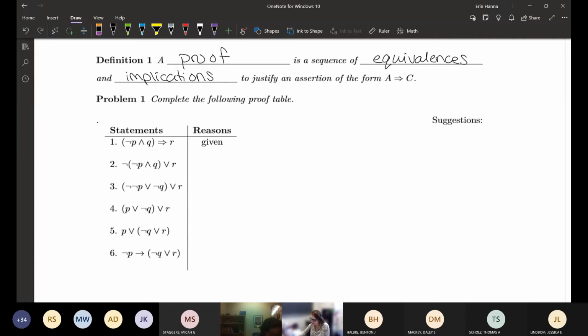Anyway, suggestions. I'm going to write this off to the side real quick. My biggest suggestion I can give you, because this can be kind of complicated, is look for what's different between the lines.